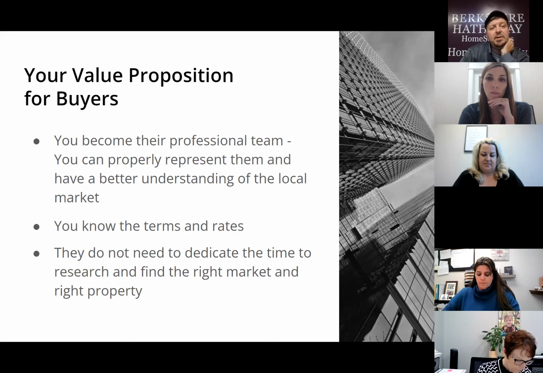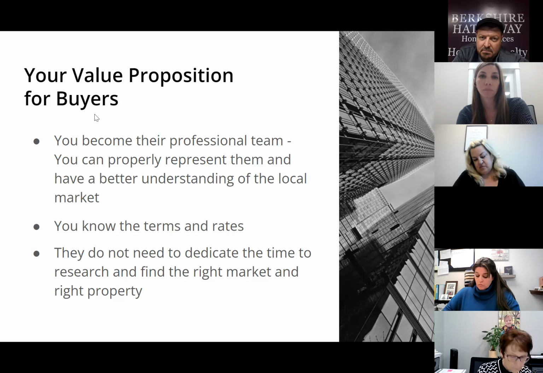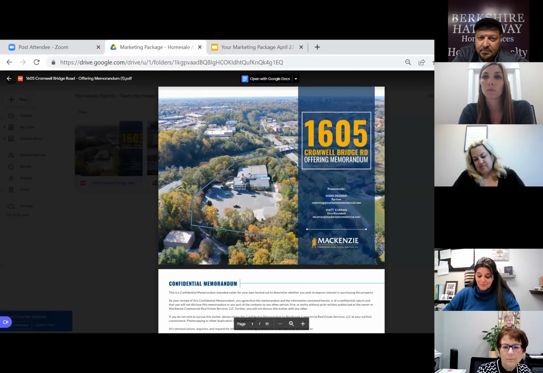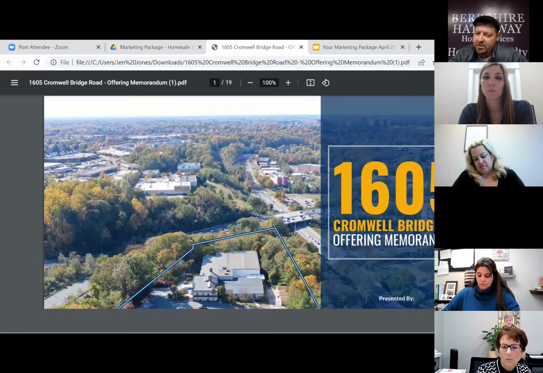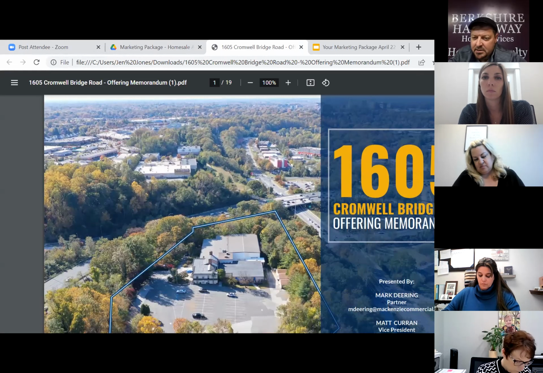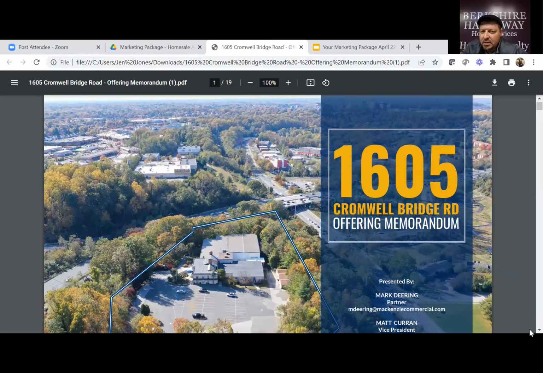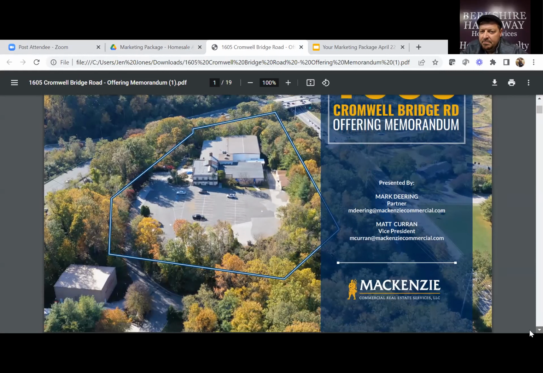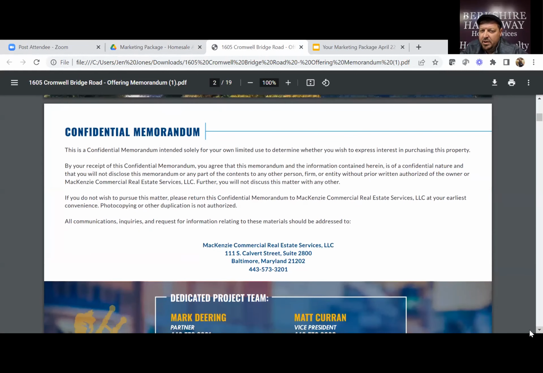Which, before we talk about the value proposition to your buyers, Jen, you want to pull up the Cromwell? Yeah, that one. Okay, so this is an example of a property that I was looking at. And you can see whenever I say how it all comes together, this is exactly what I'm talking about. So this is the level of expectation that you would want to achieve when you're putting together your marketing package.